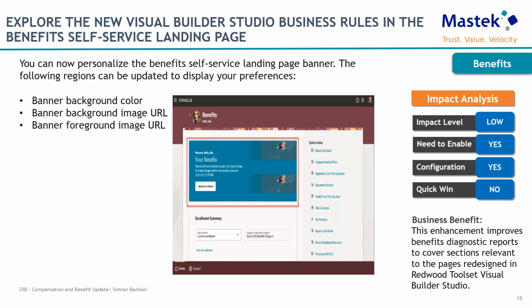The next is explore the new Visual Builder Studio business rules in the benefits self-service landing page. The new business rules enhance the benefit self-service experience by offering personalization options for the landing page banner, including background and image settings. You can personalize the benefits self-service landing page banner, and the following regions can be updated to display your preferences: the banner background color, the image, and the foreground image.